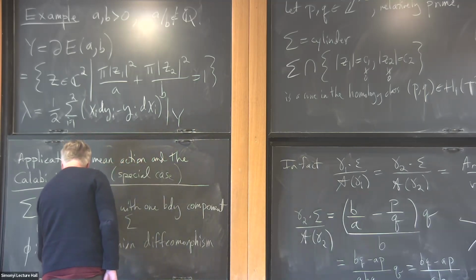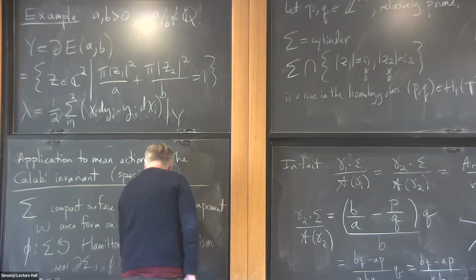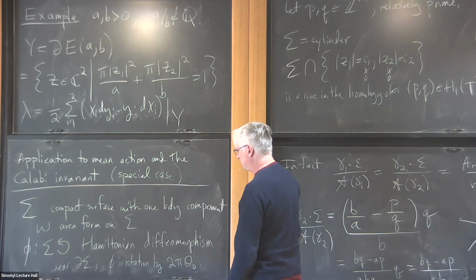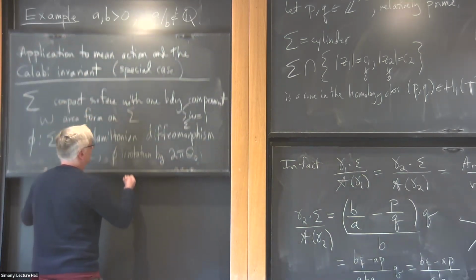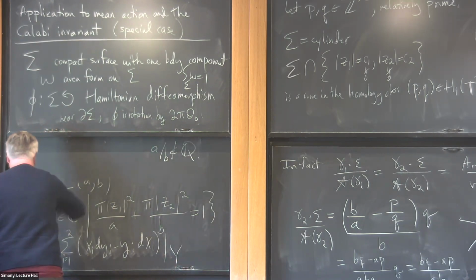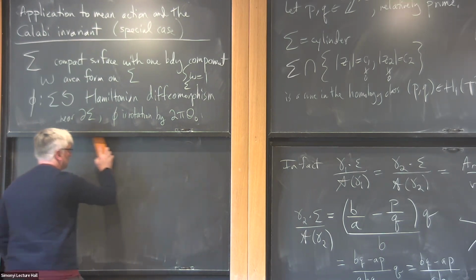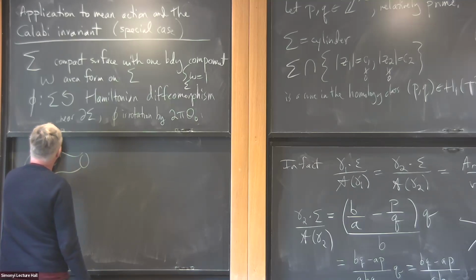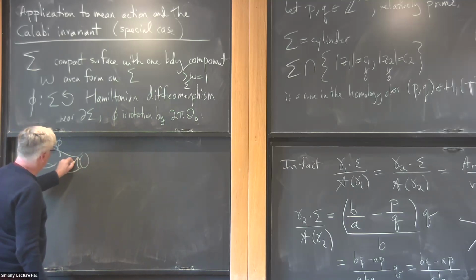And let's assume that near the boundary of sigma, phi is rotation by 2 pi theta 0 for some number theta 0. And let's also assume, just to simplify the formulas, that the symplectic area of omega is equal to 1. So near the boundary, it's rotation by 2 pi theta 0.